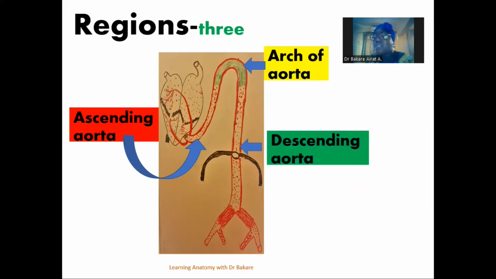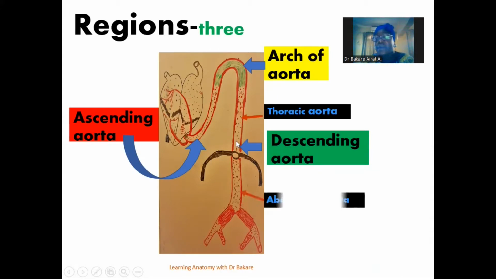The descending part of the aorta is further subdivided into two regions. So we have the thoracic aorta, which is arrowed red, and of course the thoracic aorta is the initial segment of the descending aorta that is seen within the thorax. Because this region passed through the thorax, it is called the thoracic aorta. And more inferior to the thoracic aorta, we have the abdominal aorta, because this is the region of the descending aorta that is seen within the abdominal cavity.